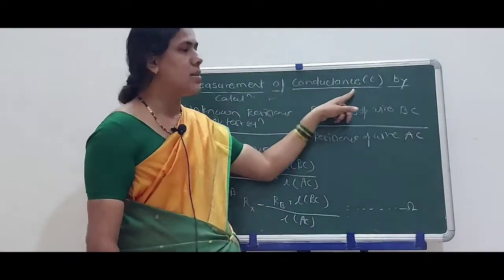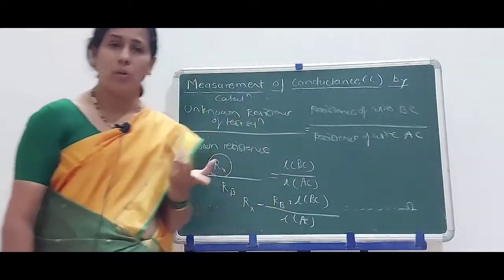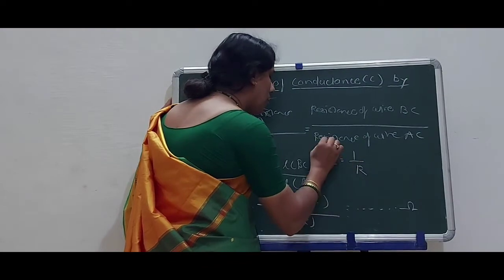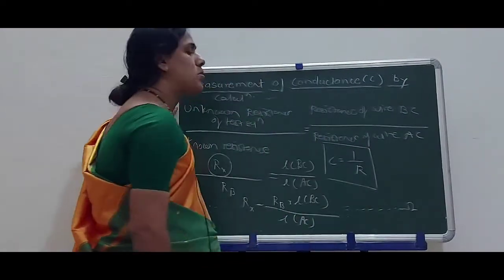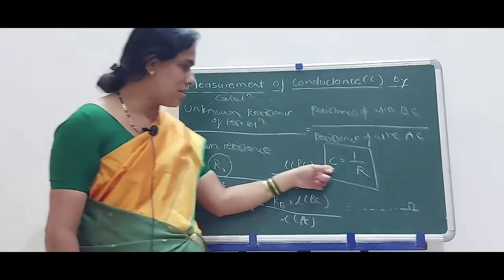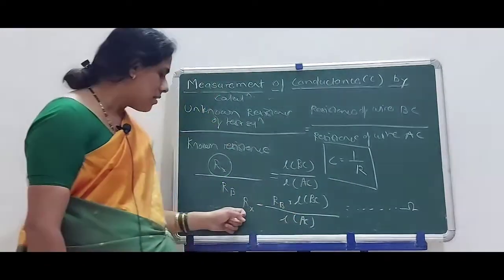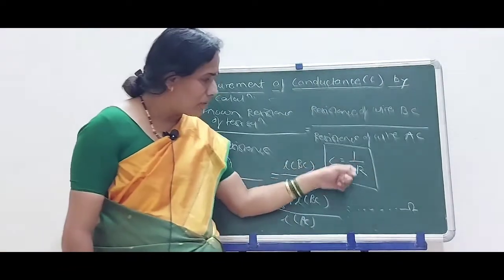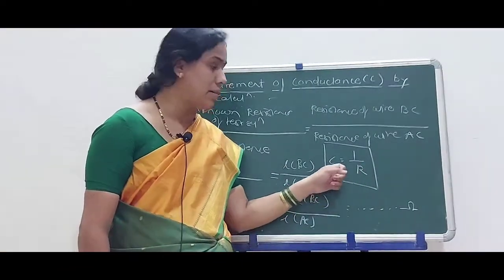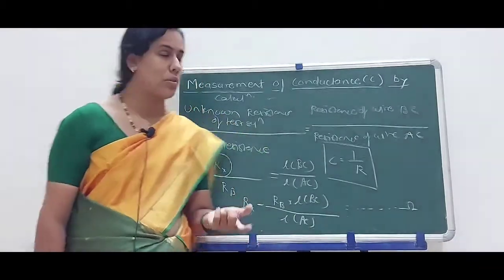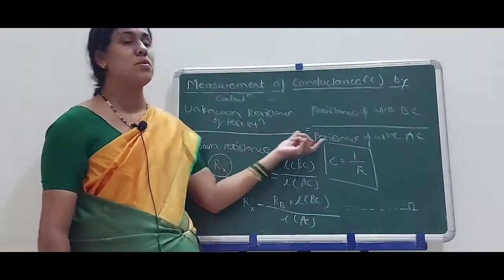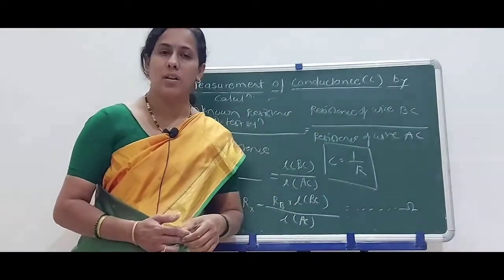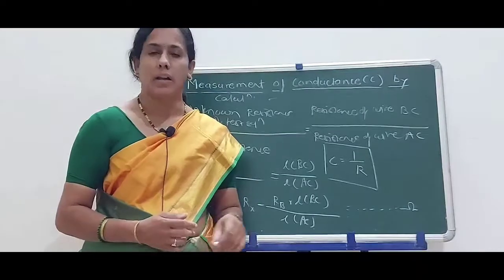Our aim is to calculate conductance. How will you calculate the conductance? Already by definition, C is equal to 1 upon R. We have shown this in our first lecture. This quantity we get from these experimental conditions. Take its reciprocal, and you get the conductance of the unknown solution. In this way, by using Wheatstone's bridge method, one can calculate the conductance of a given solution in case of a weak electrolyte.